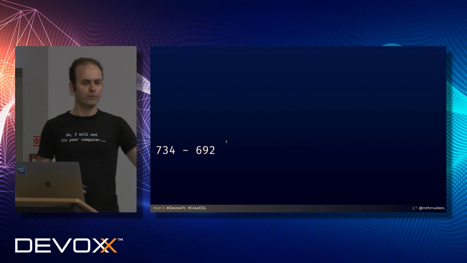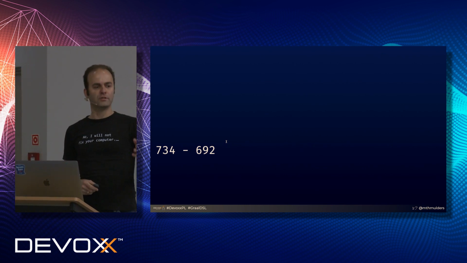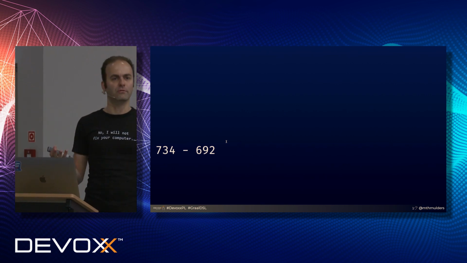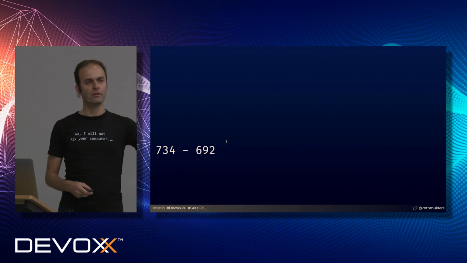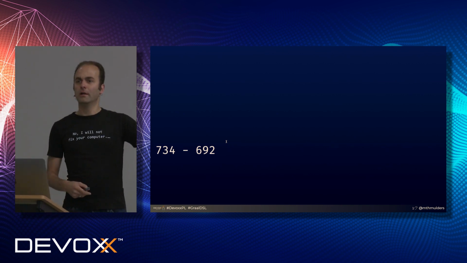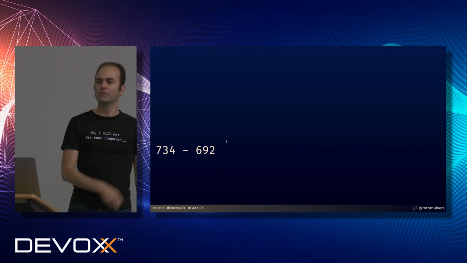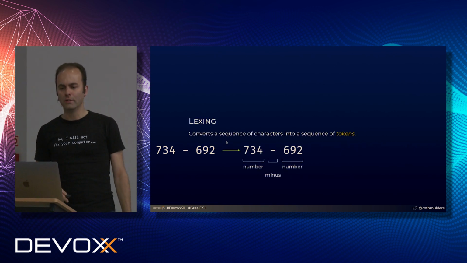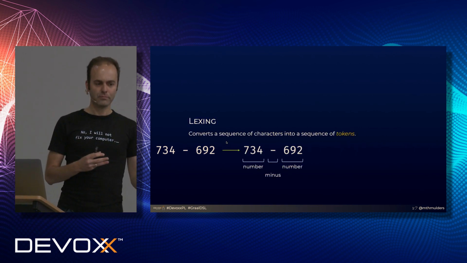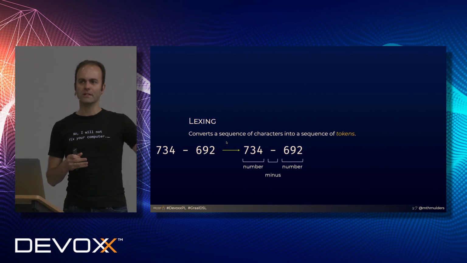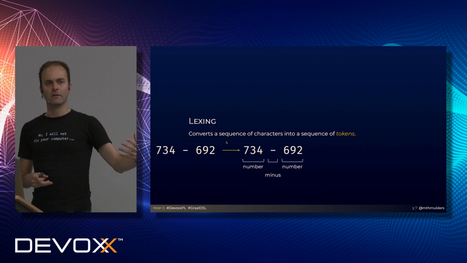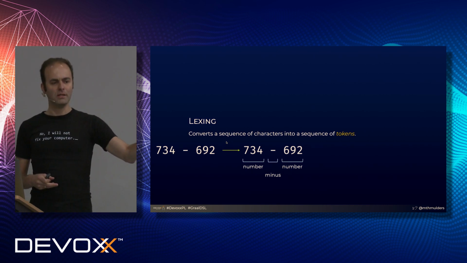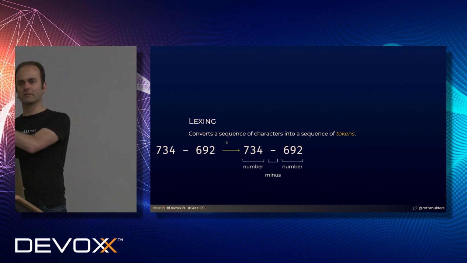And the bytes might be, for example, 734 space dash space 692. Very trivial. To the human eye, we immediately see what's happening. But a compiler has no human eye. A compiler just sees bytes. So the first thing that we need to do is we need to do Lexing. And with Lexing, we start reading the bytes from our input and try to make sense out of that. So we try to assign meaning to groups of characters that we encounter.